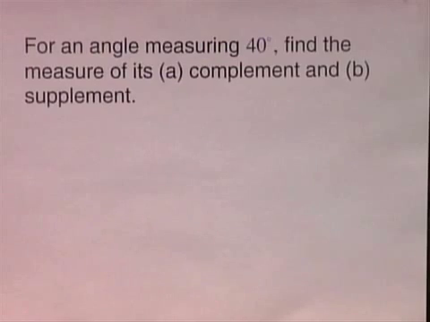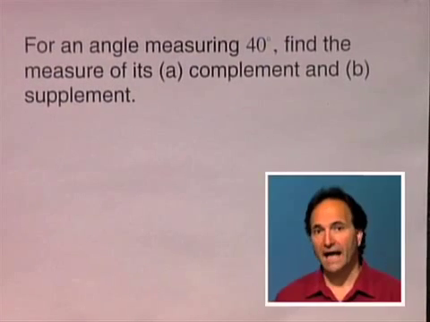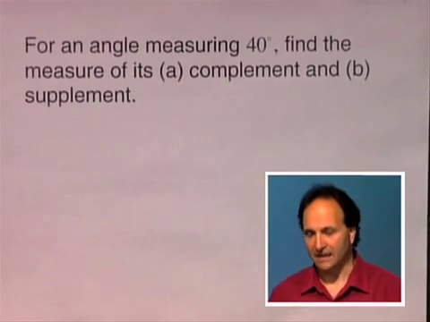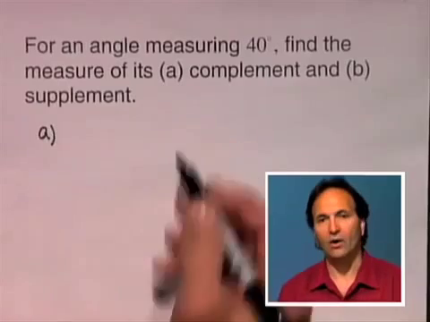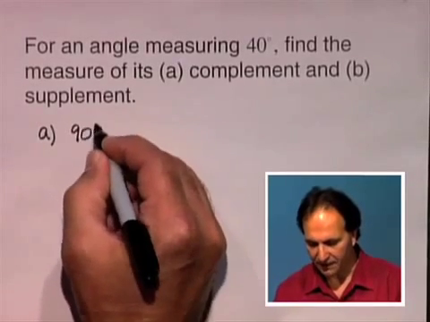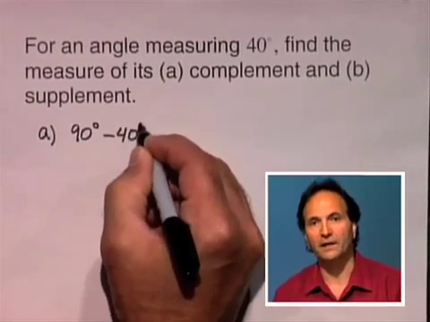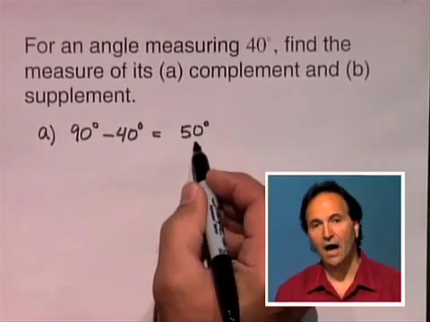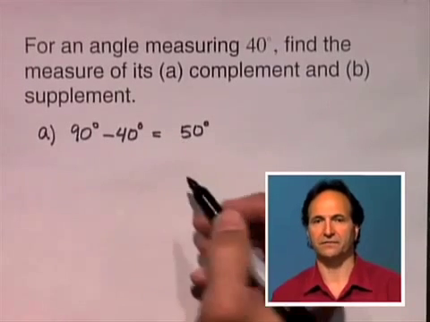In this example, we'll be working with complements and supplements of angles. For an angle measuring 40 degrees, find the measure of its A complement and B supplement. Now for part A, a complementary angle adds up to 90 degrees. And therefore, we would say 90 degrees minus the 40 degrees, and that would equal 50 degrees. So the complement of 40 degrees is 50 degrees.